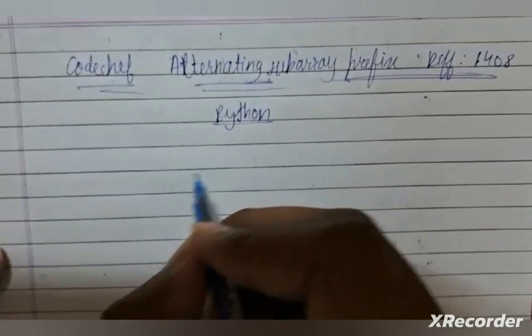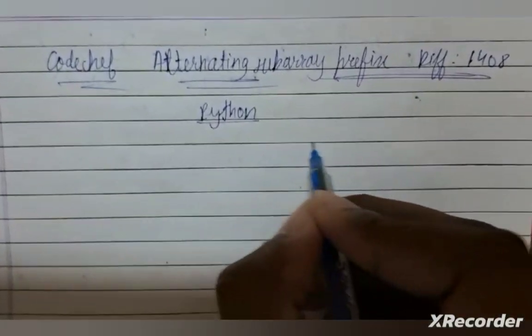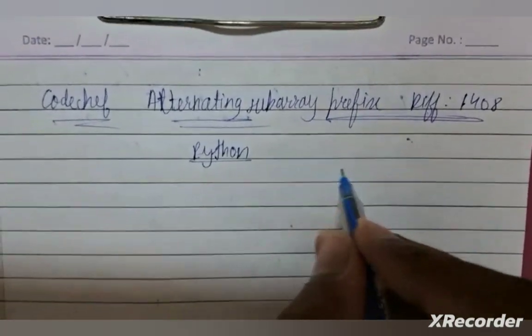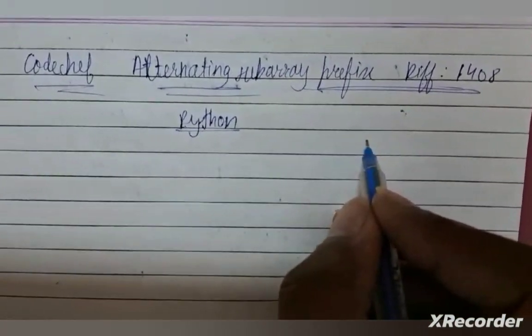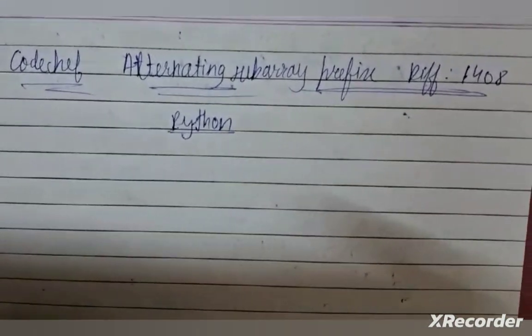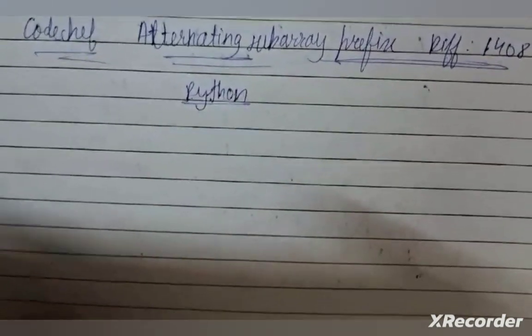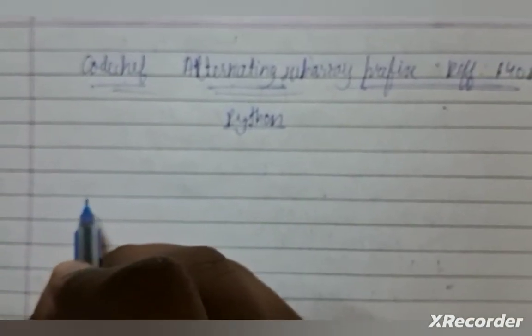Hello friends, in this problem of CodeChef, we will discuss the alternating subarray prefix whose difficulty level is 1408. In this I will solve this in Python. So let's discuss its approach. In it we have been given an n.